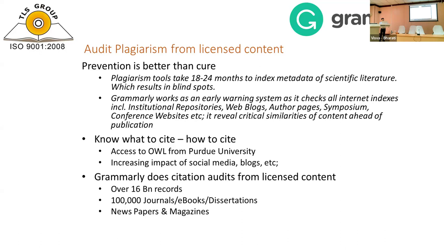So whenever you want to cite through Grammarly manually, it gives you access to a website which we call the Online Writing Lab, that is from Purdue University. Grammarly is officially incubated from Purdue University, and all the R&D team of Grammarly sits in the USA. So it's a manual citation, but if you don't want to cite manually, again, you get access to lots of databases where Grammarly cites for you. And with the current data that it has, it covers more than 16 billion records of database for your citation purpose. It's the paid sources that include more than 100,000 journals, ebooks, dissertations, newspapers, magazines, and including the open internet as well.